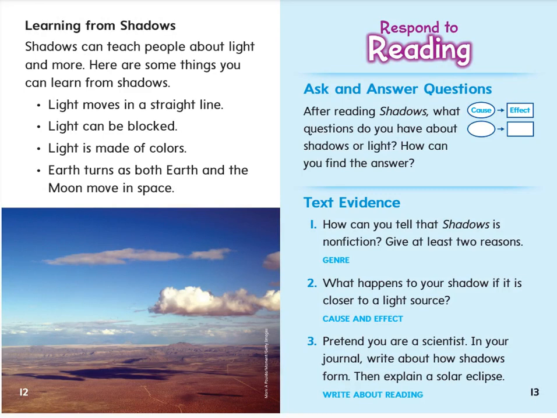Learning from shadows. Shadows can teach people about light and more. Here are some things you can learn from shadows. Light moves in a straight line. Light can be blocked. Light is made of colors. Earth turns as both Earth and the moon move in space.